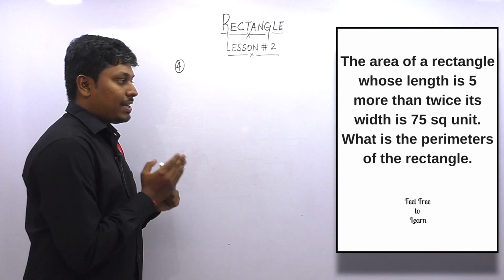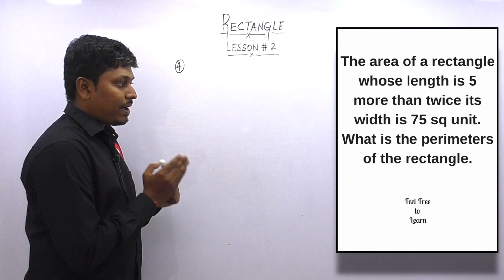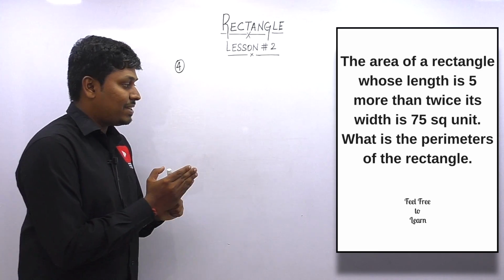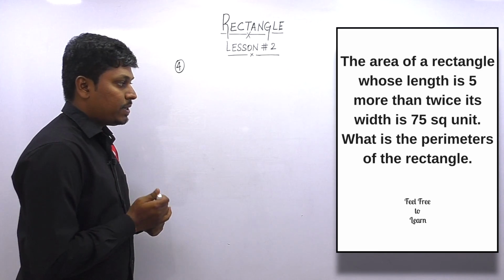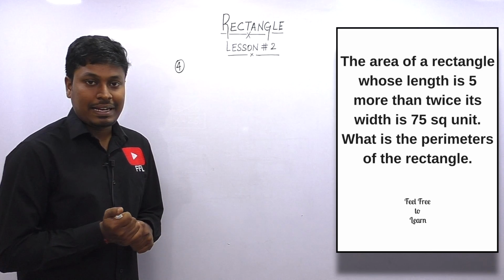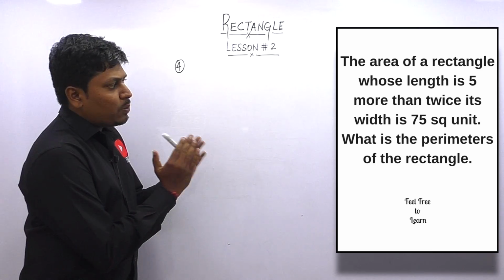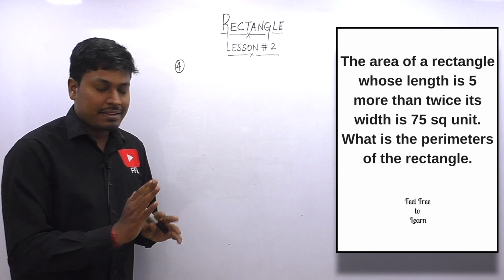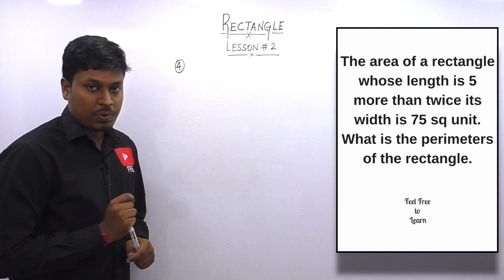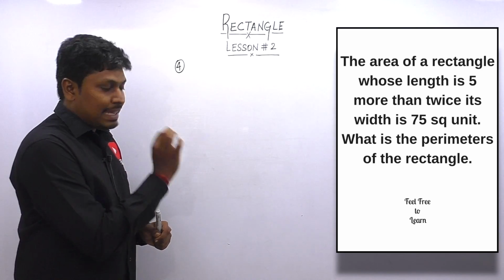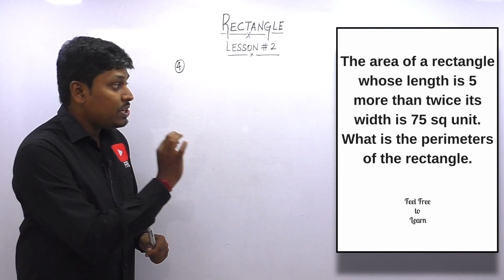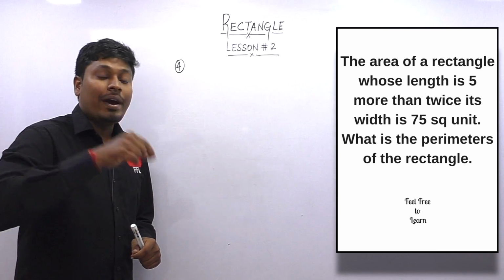Question number 4. The area of a rectangle whose length is 5 more than twice its width is 75 square unit. What is the perimeter of the rectangle? Friends, listen here. What they are saying is the area of the rectangle is given, that is 75 square units. And next, the length is 5 unit more than twice the breadth.